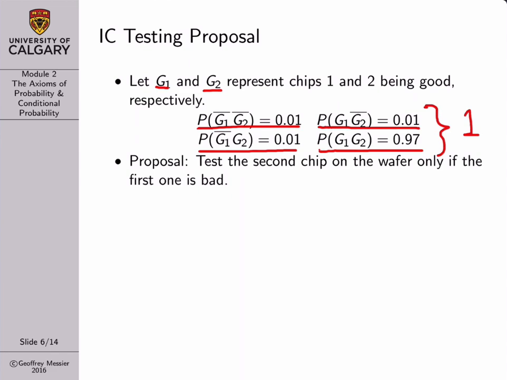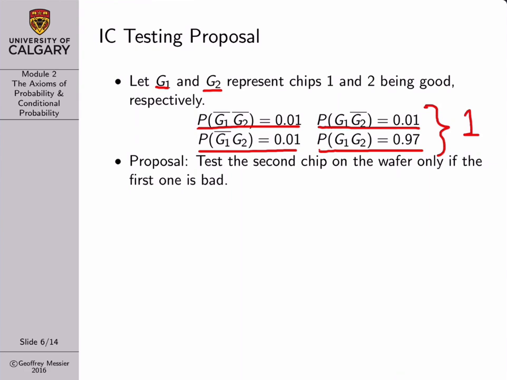Now, what I want to talk about in this problem is a proposal that someone has come up with in your company to save money. And the proposal is, rather than always testing both chips, let's just always test the first chip and then only test the second chip if the first chip is bad.